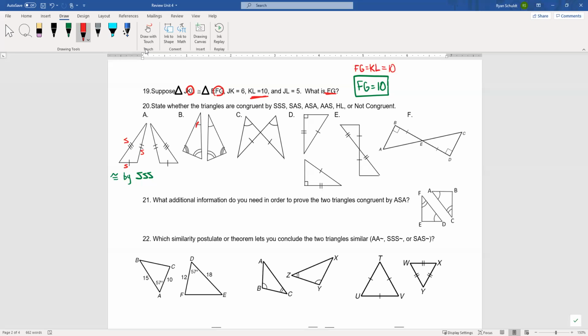Now for B, do we have an AAA? No, there is no AAA. So since I don't have one that says AAA, I have to say not congruent. Like I said in class, if you ain't AAA, I ain't gonna pick you up.